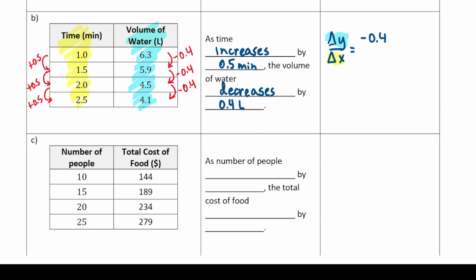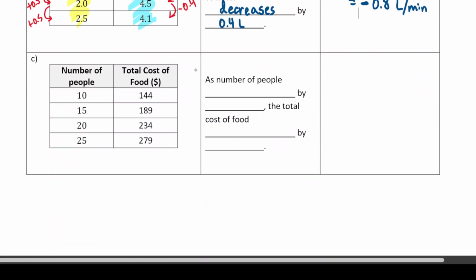We have to put units. And if I divide those values, I'll get just one number, which is negative 0.8, and I want to use the exact same units I see here. I have liters over minutes, so it's liters per minute. So that means the volume of water is going down, that's what the negative sign represents, by 0.8 liters every minute that passes. Okay, let's do the last one.